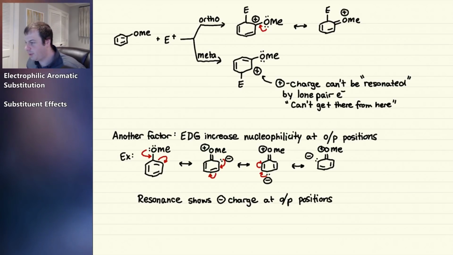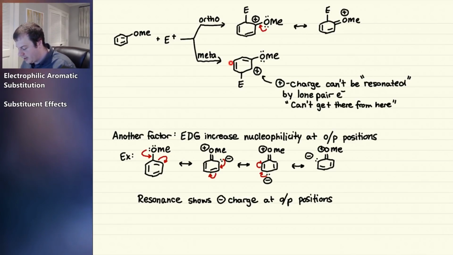And so this helps explain why the arene becomes more nucleophilic at the ortho and para positions, because it has a greater partial negative charge at that position. And so because it's more nucleophilic at the ortho-para positions, those positions are more likely to attack the electrophile in the EAS reaction. So two factors.